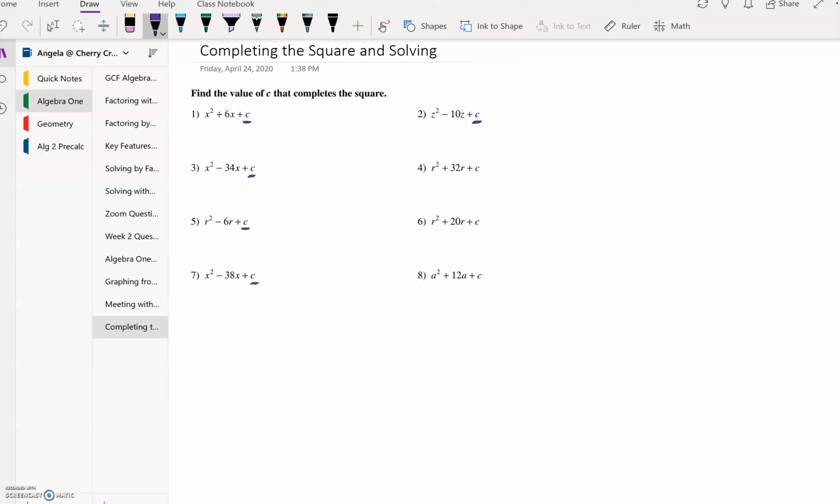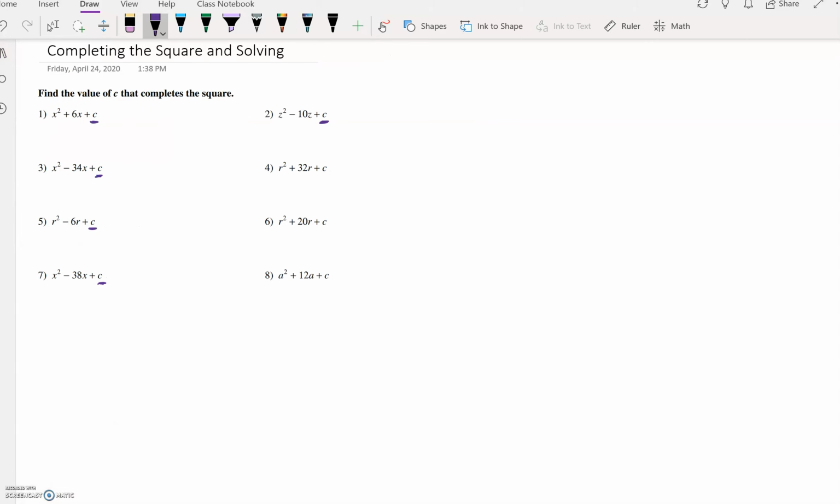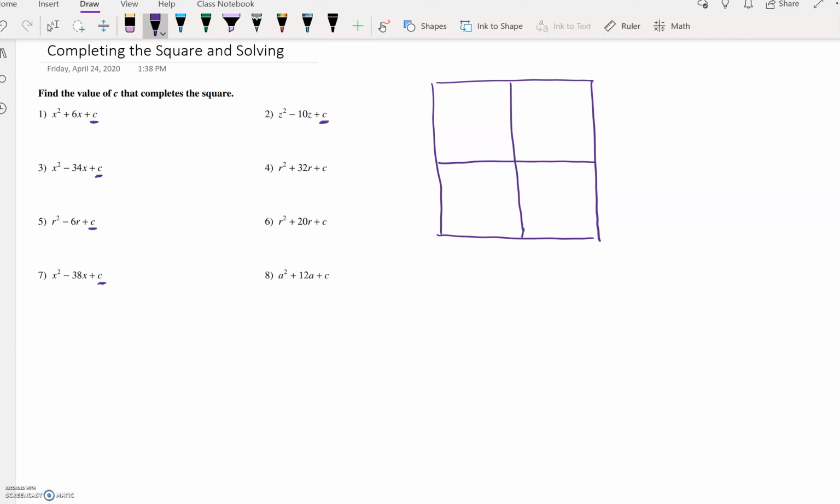So when we think about completing the square, don't forget that completing the square actually does mean that we're completing a square. So I'm going to draw a square here, and some things we know about a square are that the dimensions on each side are equal. So whatever the dimension on this side of the square, you're going to have exactly the same dimension on this side. How that helps us out is, for example, with question number 1 right here, we're going to put the x squared term into this first box.